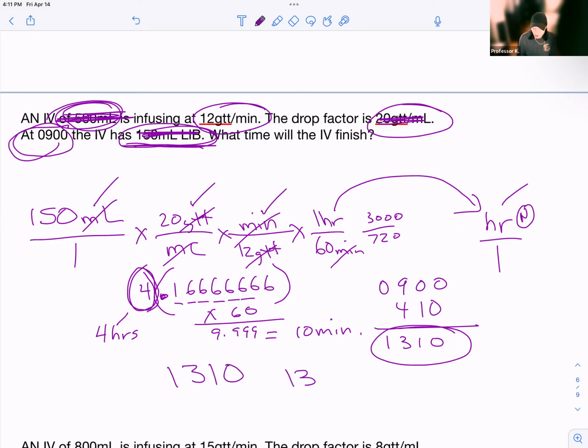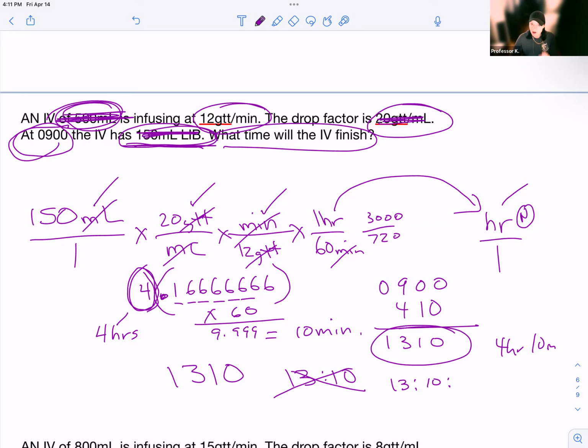1310. You're not writing 13.10 whatever. You're not writing 4 hours and 10 minutes. That's wrong. It's saying what time. I need to know what time I'm walking into that room with a brand new IV bag.